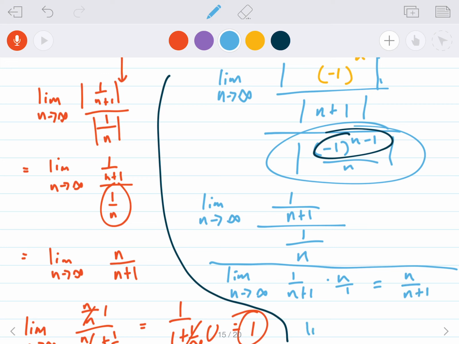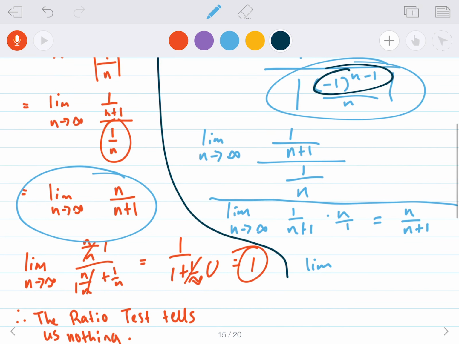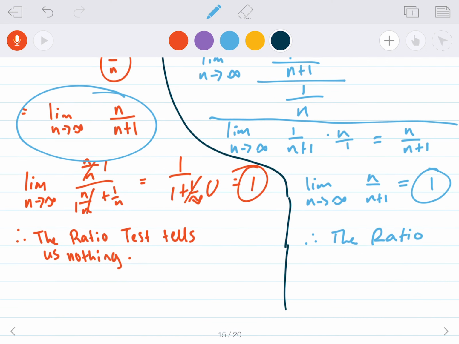And we know what the limit of this is because we just did it. We just found that the limit is 1. So the limit as n goes to infinity of n over n plus 1 is equal to 1. And therefore, the ratio test tells us nothing. Pretty anticlimactic here, but it's just some examples to show you that it doesn't work every time.